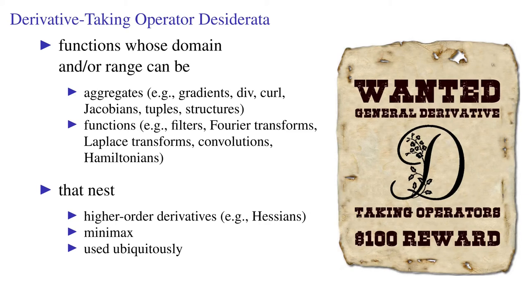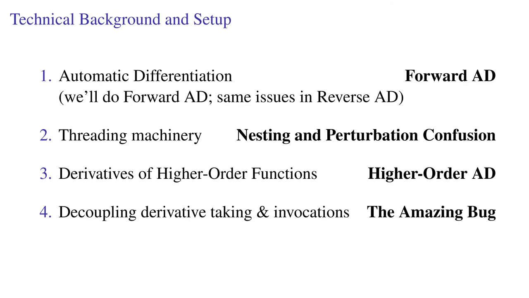So, derivatives of functions, which themselves take or return functions, like solving an ODE or the derivative of map. And, of course, we want to take derivatives of functions which internally take derivatives, so we want to allow nesting. Let me set up what we need to explore this issue. I'll review our notation and terminology for forward automatic differentiation, although the same issue crops up in all other modes, we'll use forward for clarity.